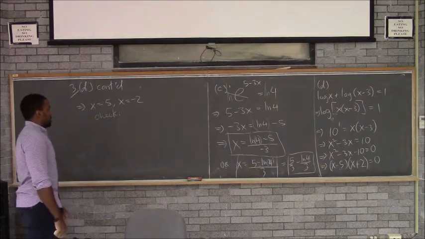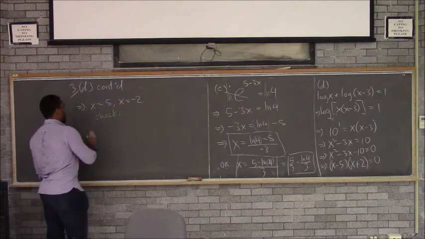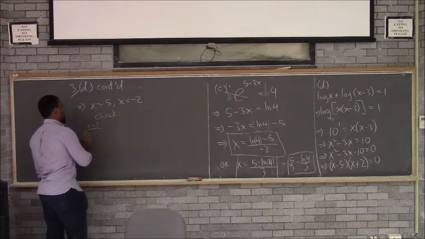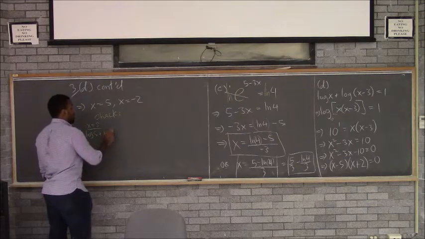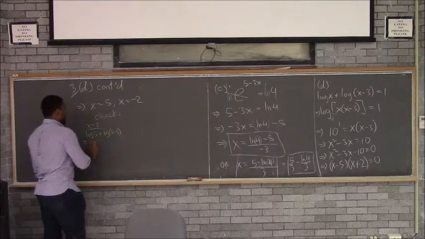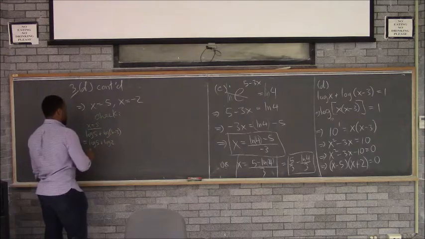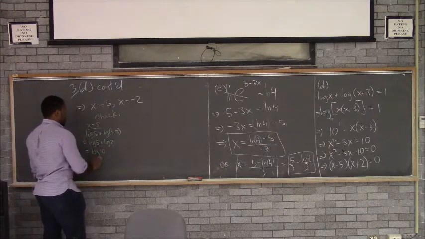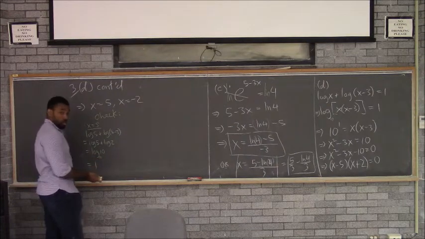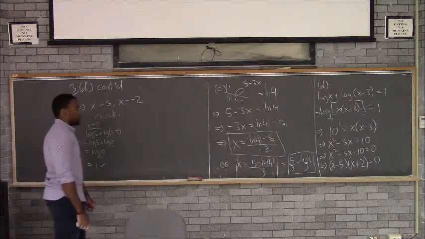So, x equals 5, we would have log of 5 plus log of 5 minus 3. Well, that's going to be log of 5 plus log of 2. That's going to be log of 10. And log to the base 10 of 10 is 1, right? Which on that side, you see there's a 1, so that works.